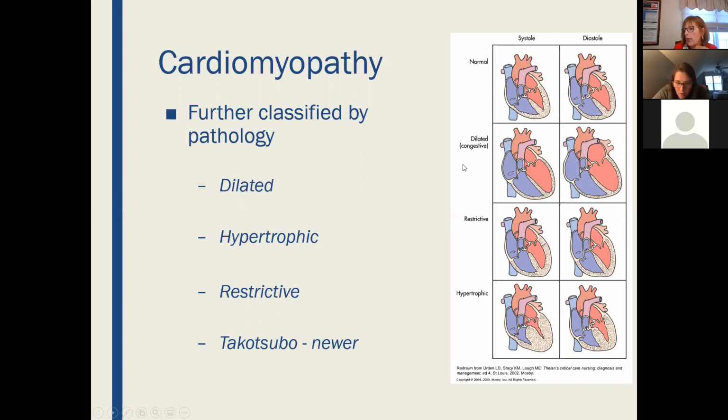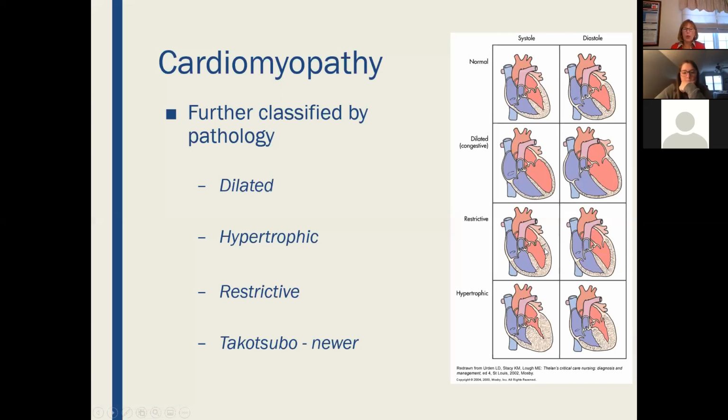But then we'll talk about a dilated cardiomyopathy, where the heart just dilates out and gets really big on the outside. We'll talk about restrictive, where it gets really rigid and you can't pump well. And we talk about hypertrophic, where the muscles get really thick on the septal wall and on the exterior ventricular wall.